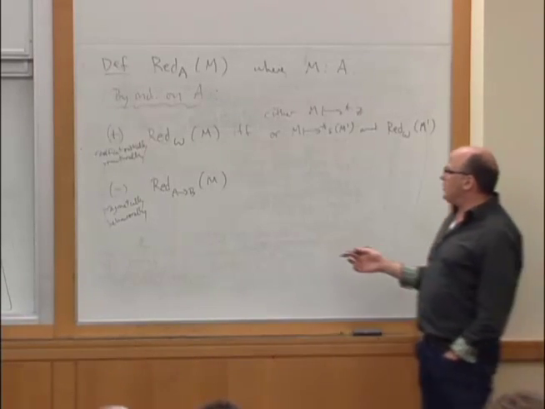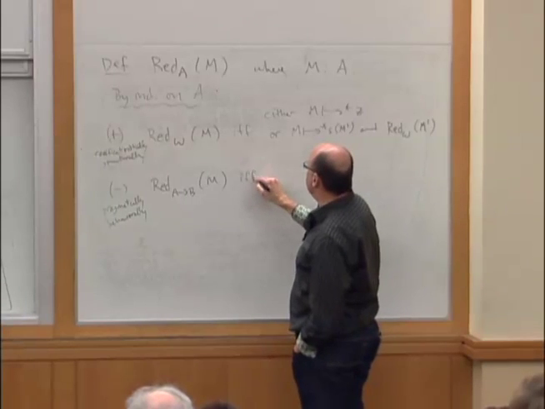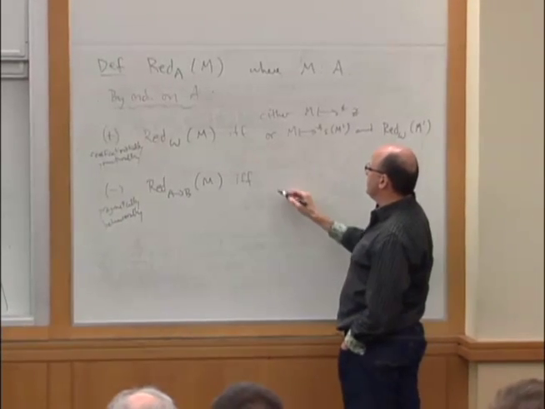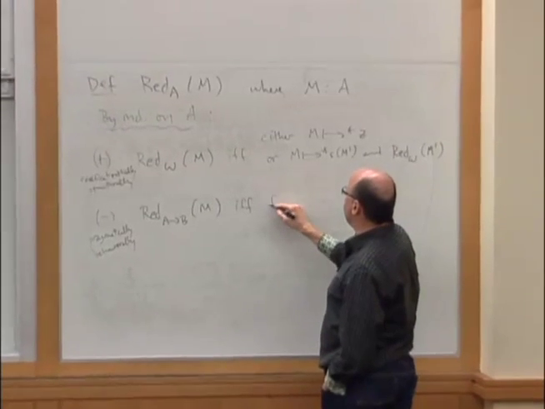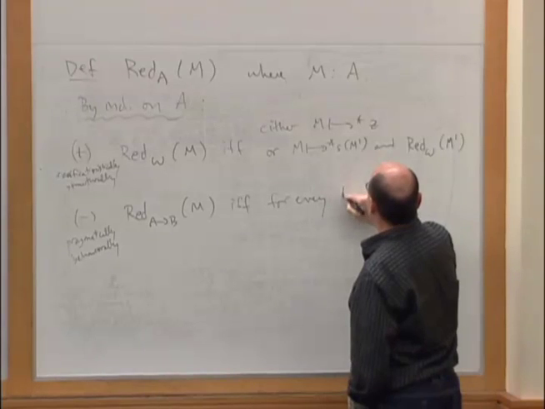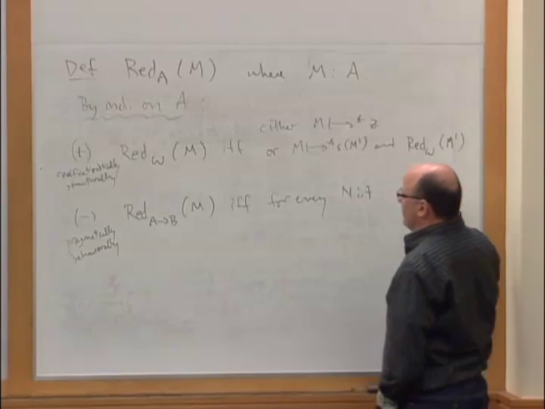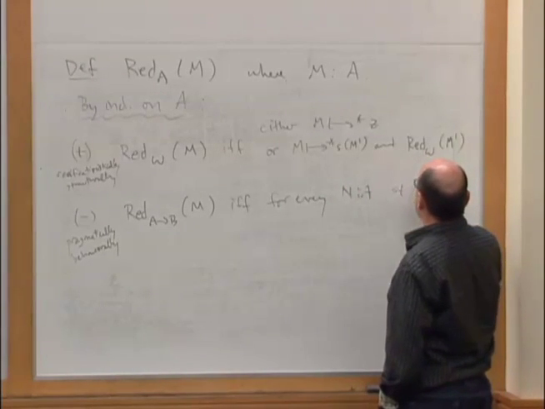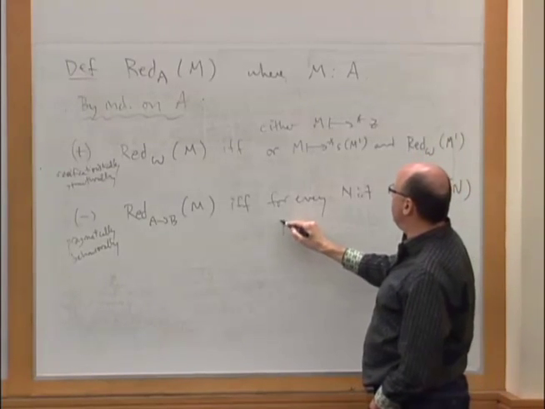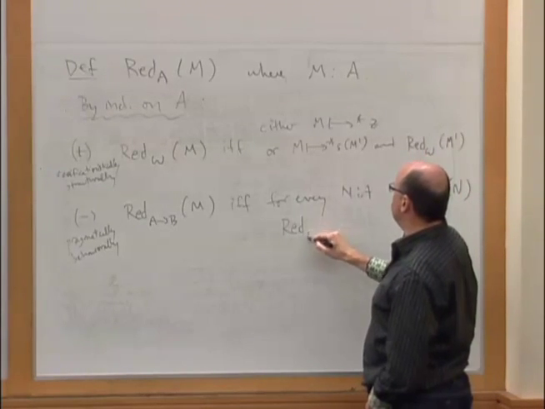A negative interpretation is what I'm going to use here, because I'm just going to use the requirement as the defining condition. If and only if, for every N of type A, which would be an argument such that it's reducible at A, we have that the application M applied to N is reducible at B.